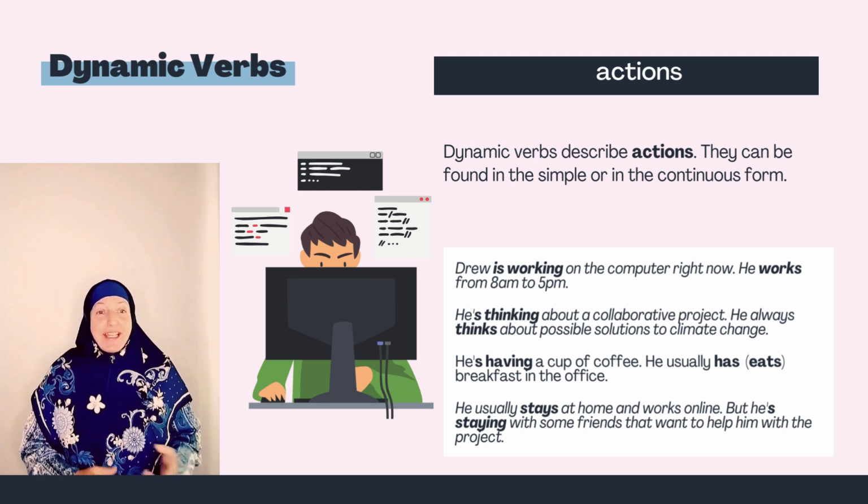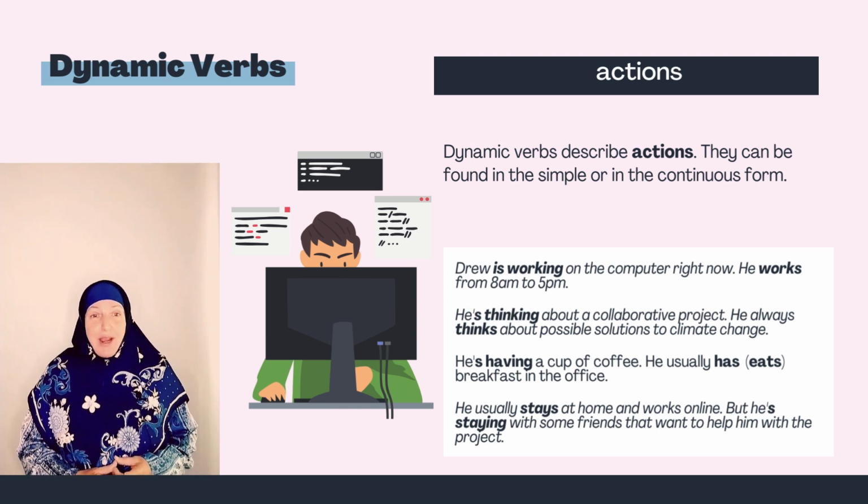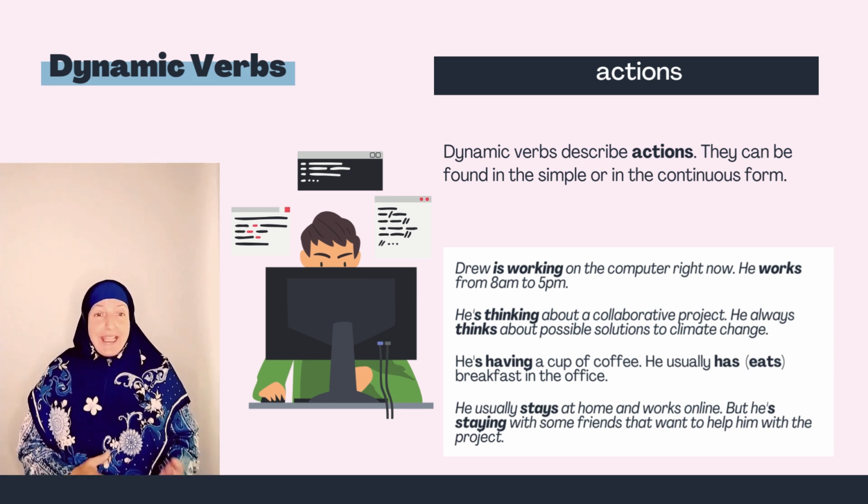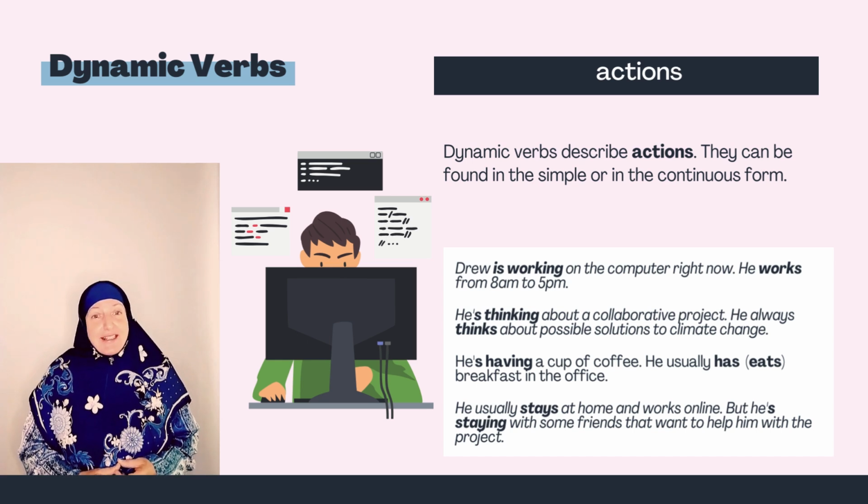He's thinking, or he is thinking about a collaborative project. He always thinks about possible solutions to climate change. He's having, or he is having, a cup of coffee. He usually has or eats breakfast in the office. He usually stays at home and works online, but he's staying with some friends that want to help him with the project. Notice that continuous tense allows you to use the short form he's for he is.